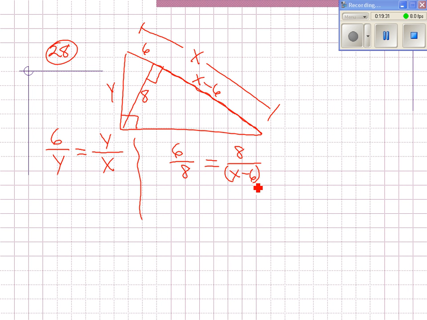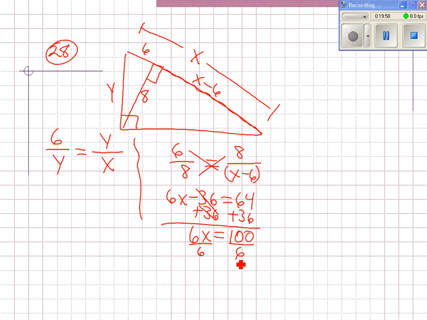Put parentheses around that. Cross multiply. What do you get there? 6x minus 36, good. Cross multiply there. 64. Add 36. These cancel. 6x equals 100. Divide by 6.